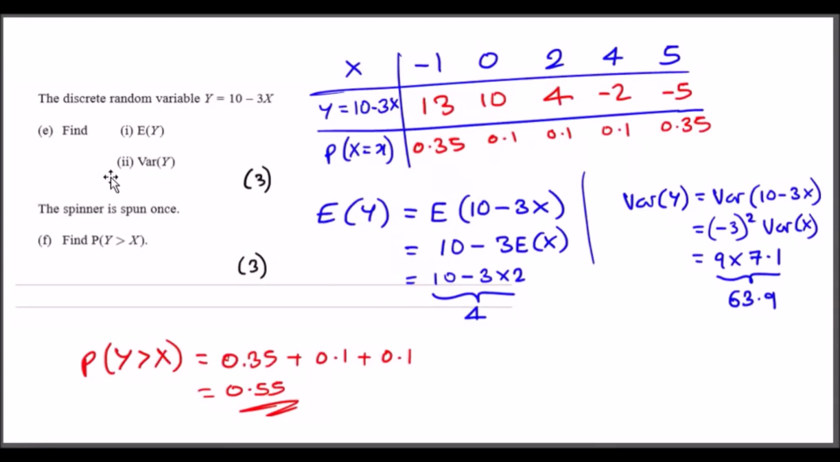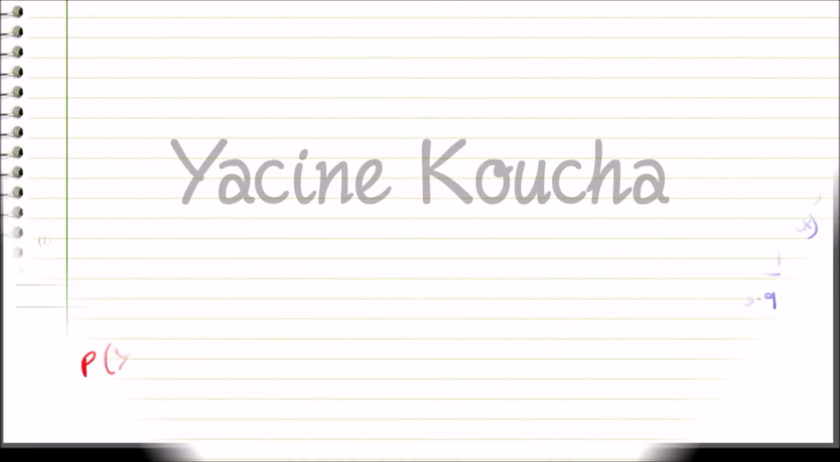And now finally for F, which is here, and it says the spinner is spun once. So this means we're looking for a single probability, yeah? Find the probability when y is greater than x. Now this is related to what we did here. You see this table here, we literally just see when y is bigger than x. We can see that 13 is bigger than minus 1, 10 is bigger than 0, and 4 is bigger than 2. So it occurs 3 times, and these probabilities are equal to these 3 here: 0.35, 0.1, and 0.1. You just add them up and you get 0.55. And that's it, guys. That's literally number 5 done.